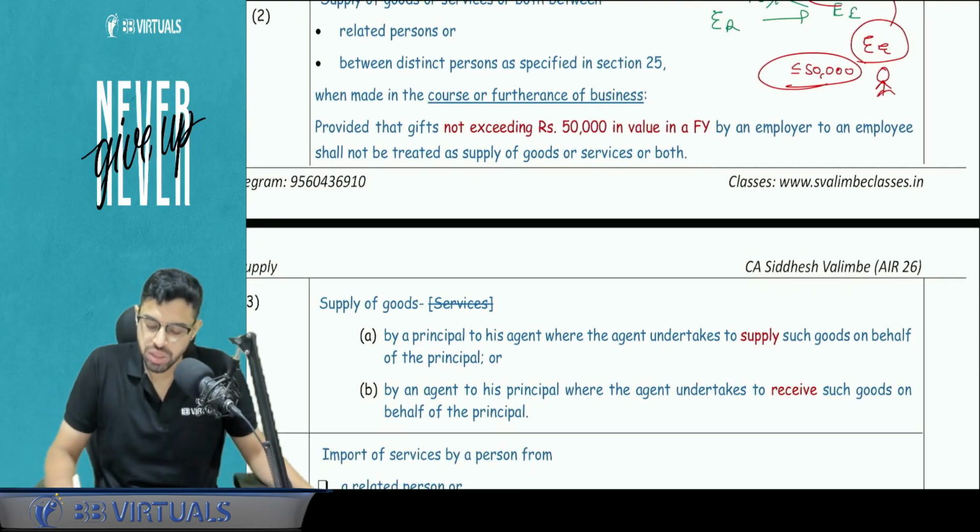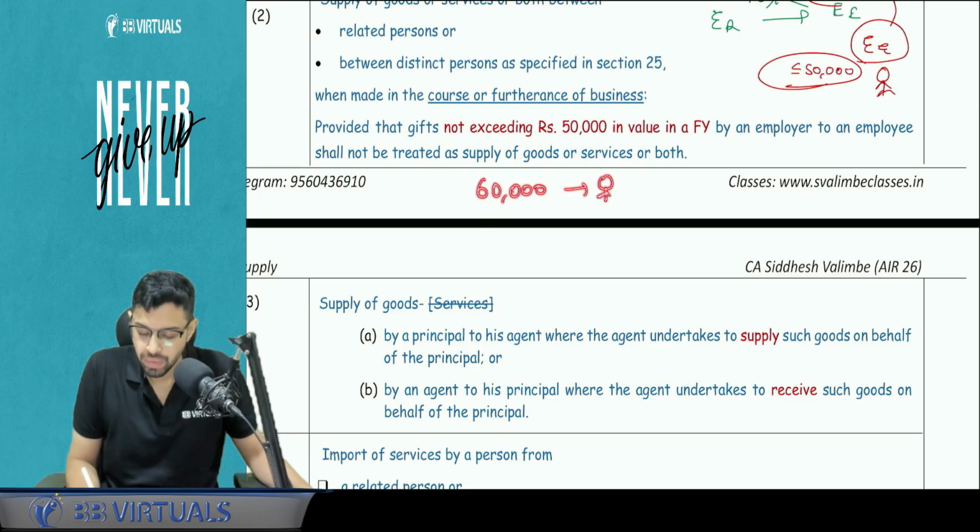So if tomorrow the question says that the employer gave 60,000 gift to 10 employees each, then 6 lakh rupees will be under GST obligation.